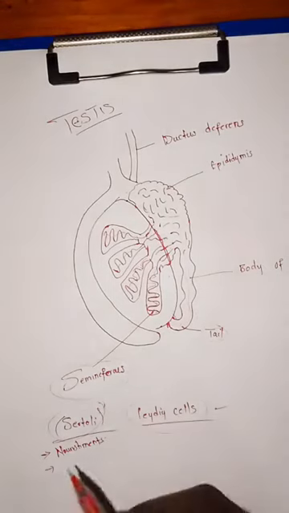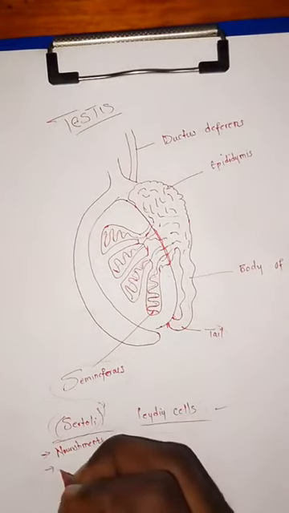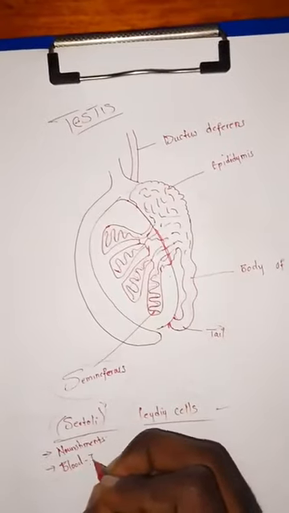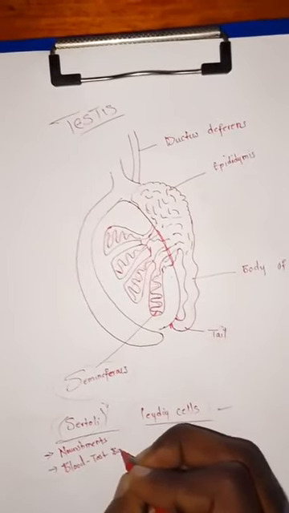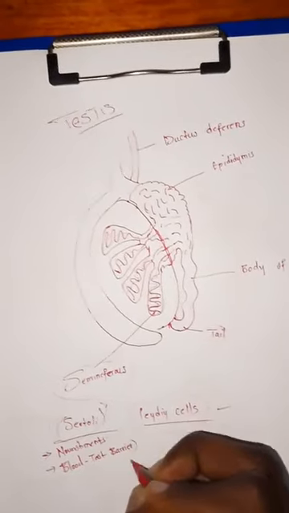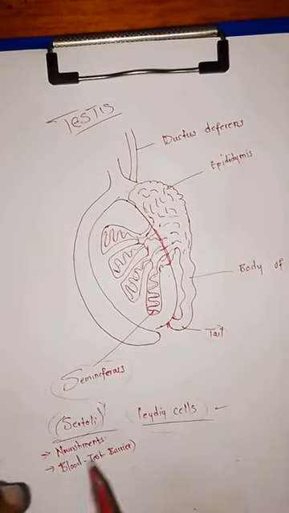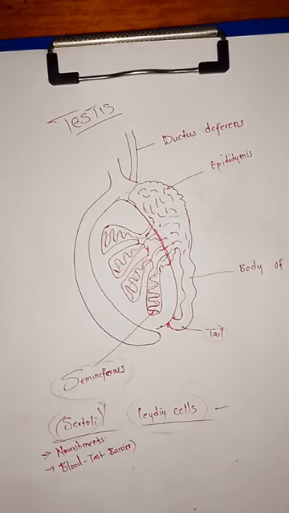They are also involved in forming what we call the blood-testis barrier. This blood-testis barrier is formed by the tight junctions between the same Sertoli cells. It creates a barrier that prevents the exposure of immune cells to the germ cells that are dividing to form the sperm cells.